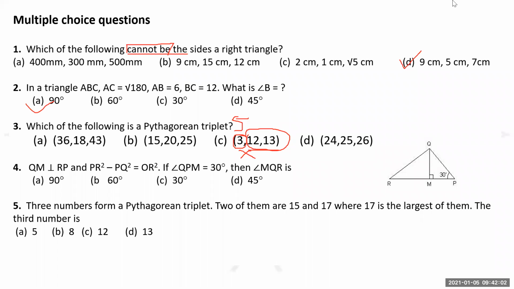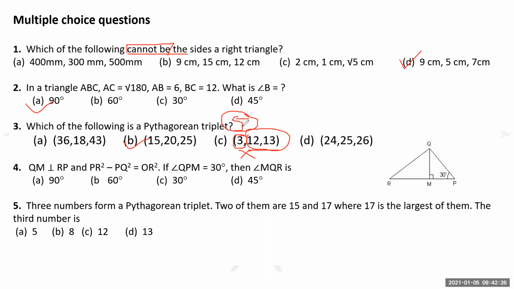Option B is the correct one. Very good. See, Tripti, this 12, 13 should pair up with 5 to get the Pythagorean triplet. Understand? We had solved questions similar to these numbers.